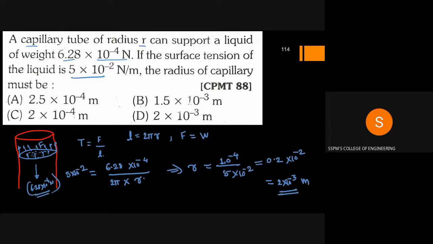Okay, so the correct option is option D, 2 into 10 to the power minus 3 meter. This is the radius. So you should know this equation. This is a basic equation for surface tension. For a capillary tube and the liquid, the length, that is the contact length, is nothing but the perimeter. So it is 2 pi r, and here force is nothing but the weight of the liquid.